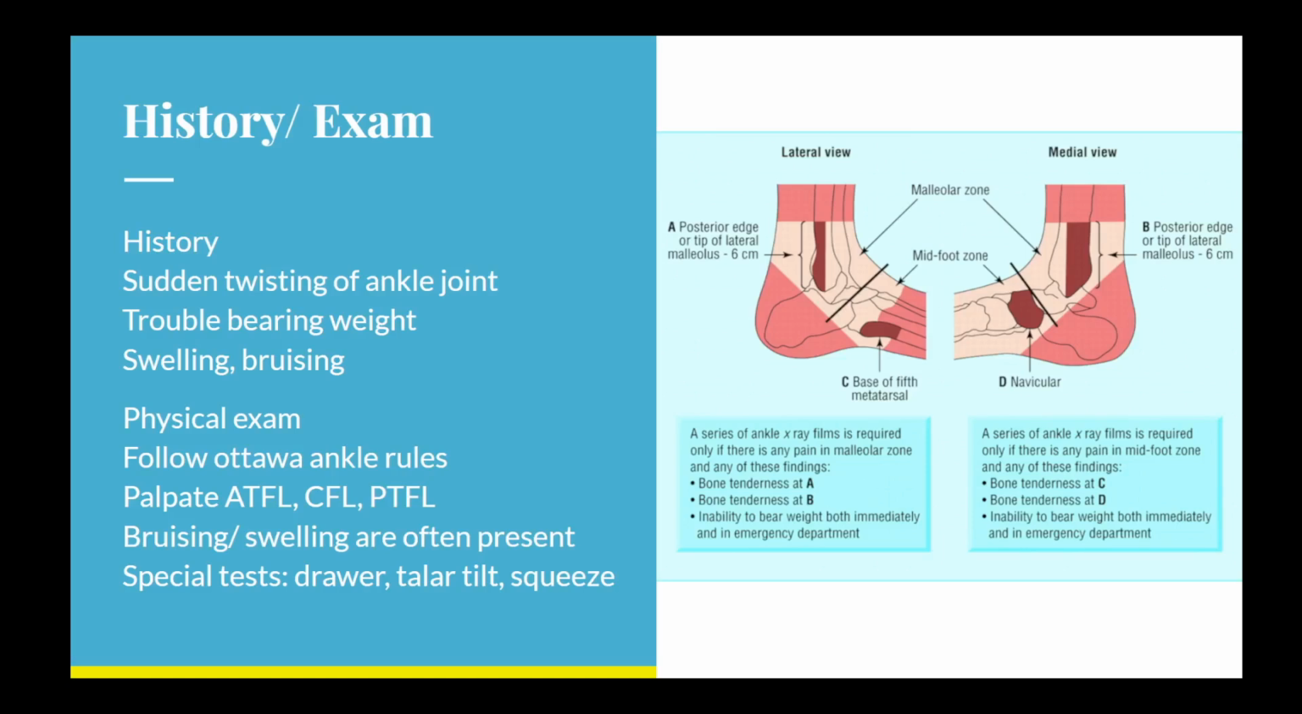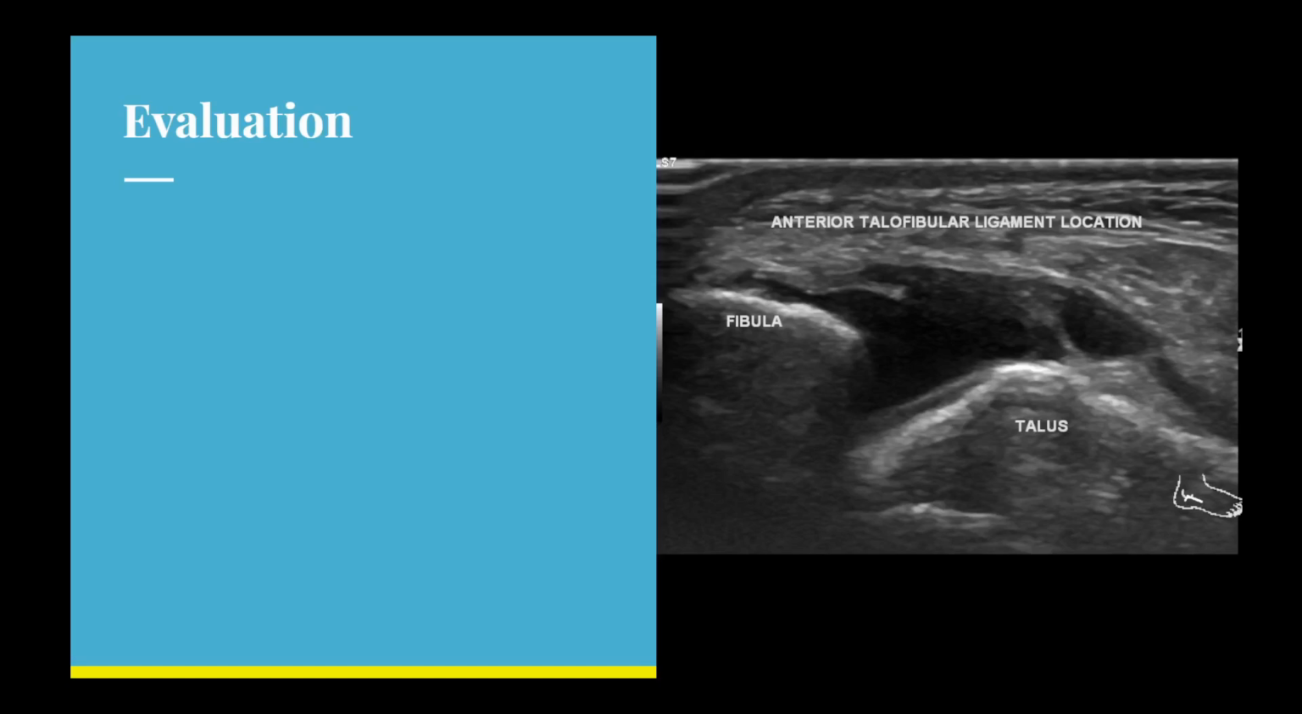You usually want to palpate along the anterior talofibular ligament as well as the CFL and PTFL. You'll usually see bruising and swelling. And if they'll tolerate it, drawer test, talar tilt, squeeze. On the first examination in the acute injury phase, they don't always tolerate that. It's mostly a clinical diagnosis.